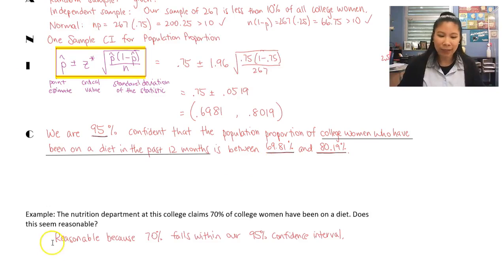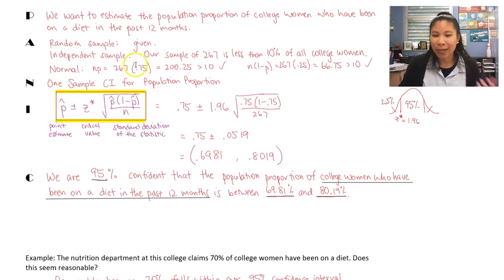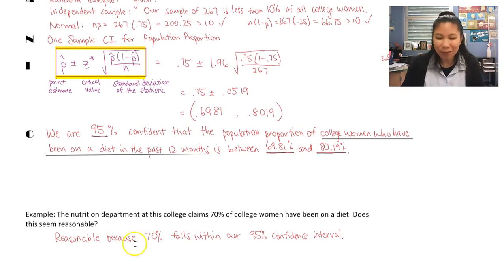So we could answer by saying this is reasonable because 70% falls within our 95% confidence interval. So keep in mind, our 95% confidence interval meant that we were 95% confident in our numbers. So this is good. And we also said that we have a good sample. We got a random independent sample. So based on our sampling skills and our calculations, the 70% number does seem reasonable. However, I do want to warn you that the 70% that they're claiming might not necessarily be true. There's 5% where we're not being confident. So it's reasonable, but just know that it's not necessarily true.